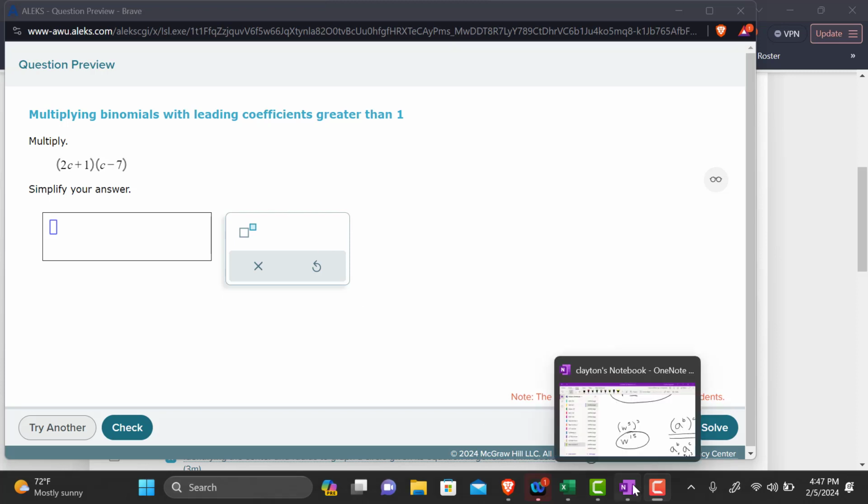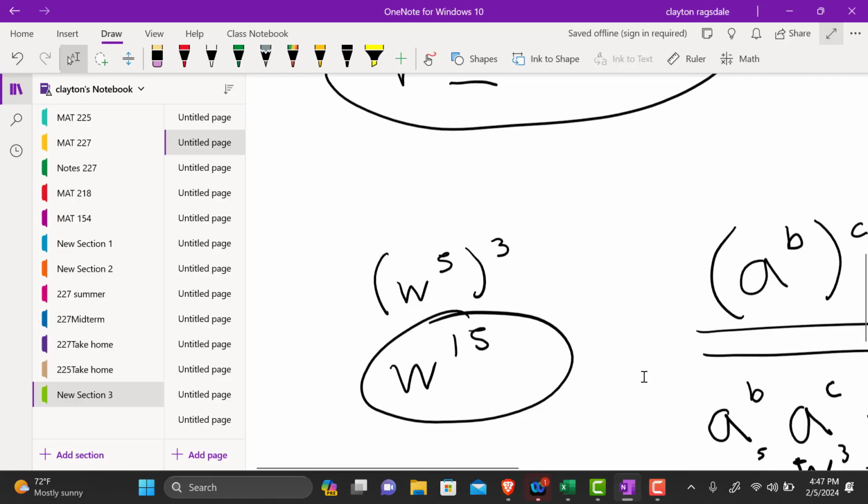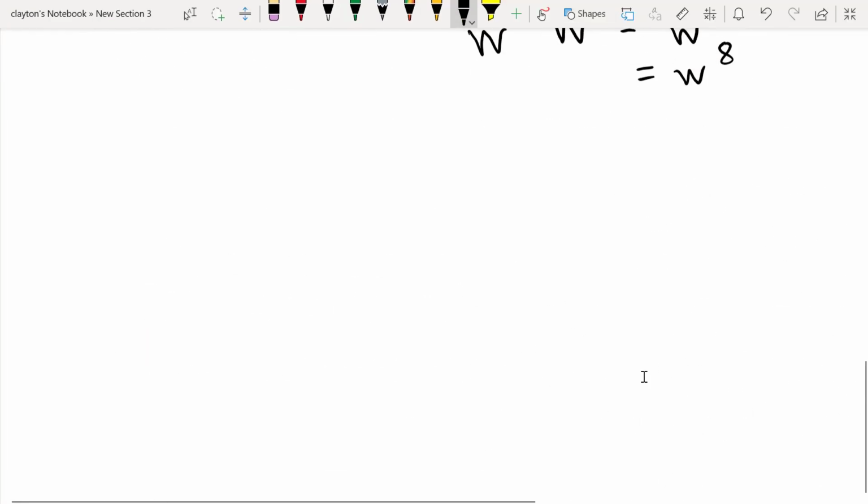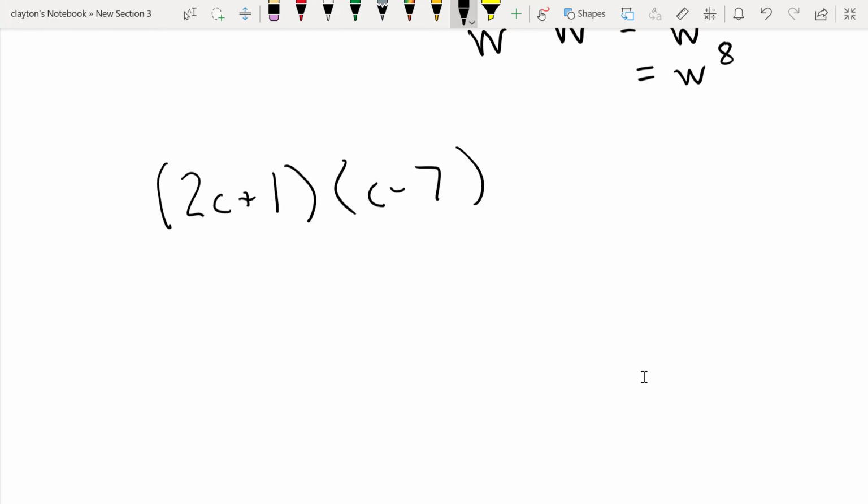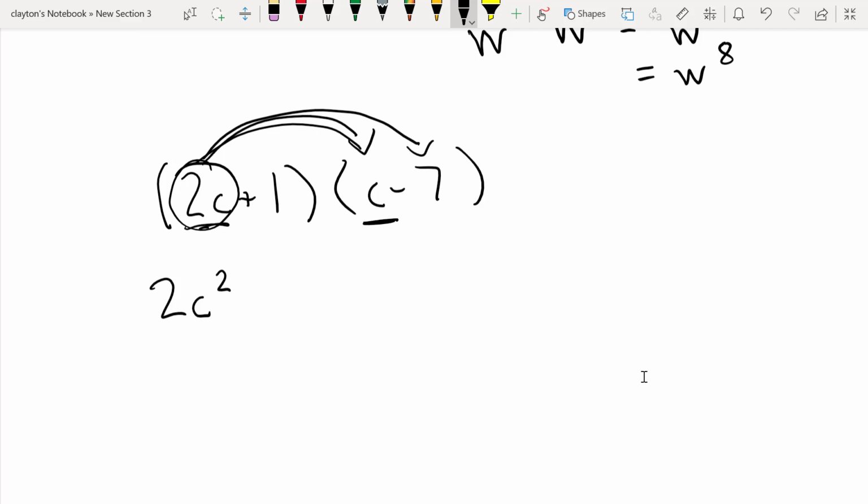I'm going to jump back to the whiteboard. 2c plus 1 and c minus 7. And it wants us to just distribute everything out, right? So I'm going to start with the 2c. And 2c needs to be distributed to the c and the minus 7. So if I distribute it first to the c, I get 2c times another c, 2c squared, so that's this one and this one. And now if I take the 2c times a negative 7, let's just write it out. We won't even skip any steps here, right? 2c times negative 7.